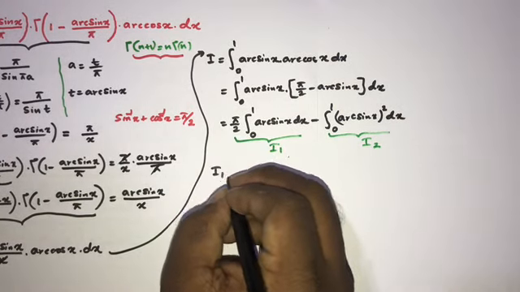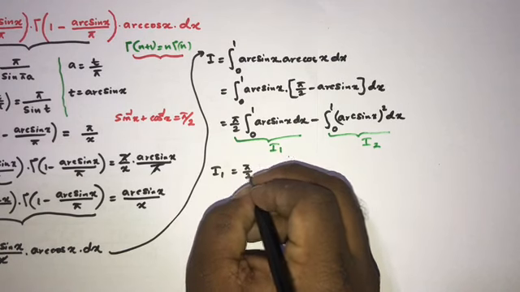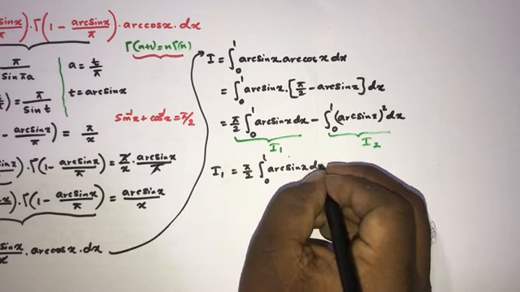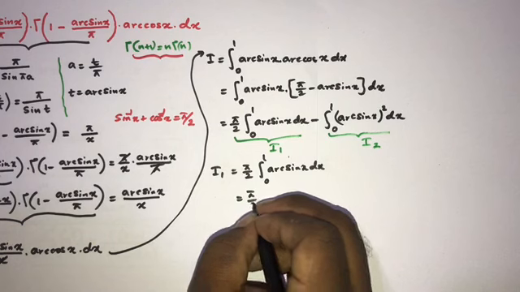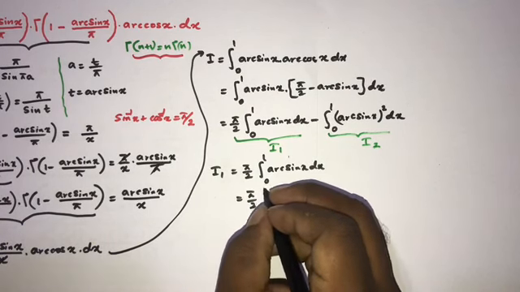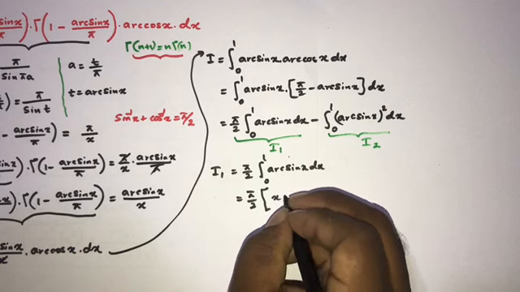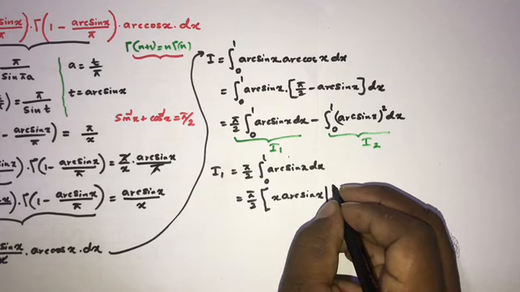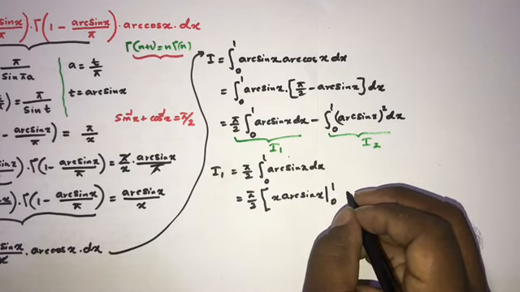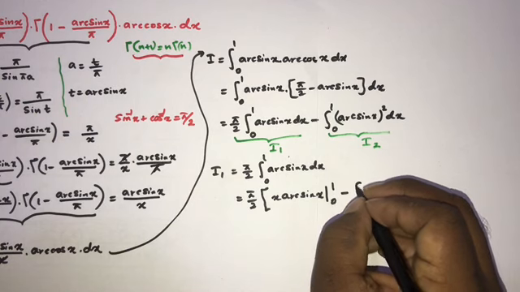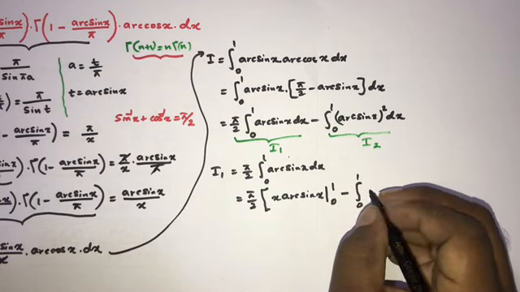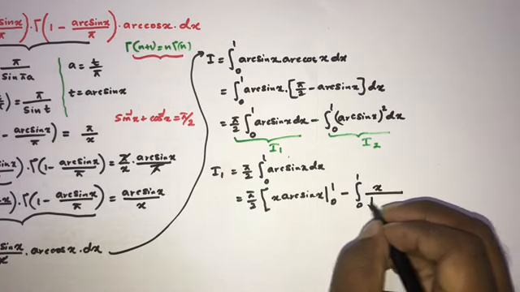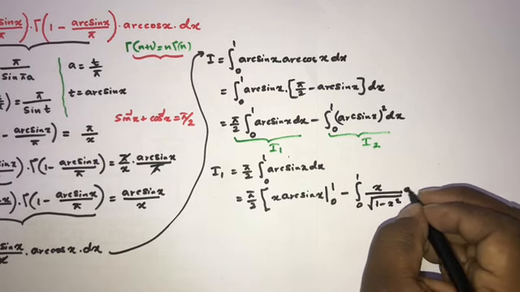So we know I1 is equal to pi over 2 times the integral from 0 to 1 of arcsine of x dx. We can integrate by parts, so pi over 2 times x times arcsine of x from 0 to 1, then minus the integral from 0 to 1. Now rewrite x, then the derivative of arcsine we know, x over the square root of 1 minus x square dx.